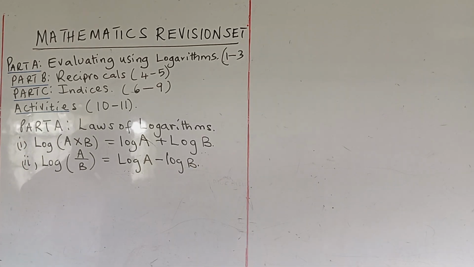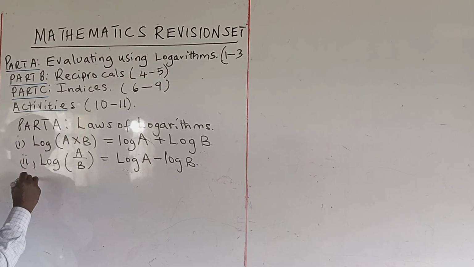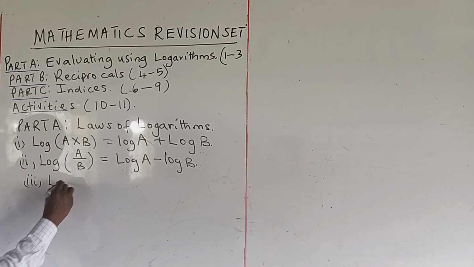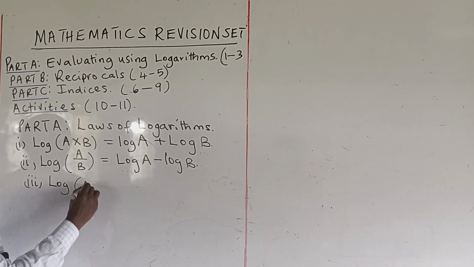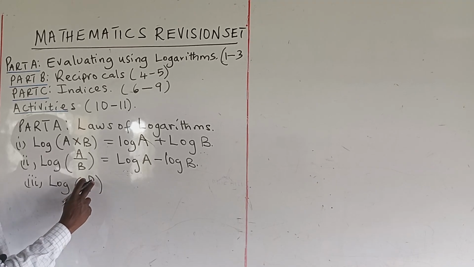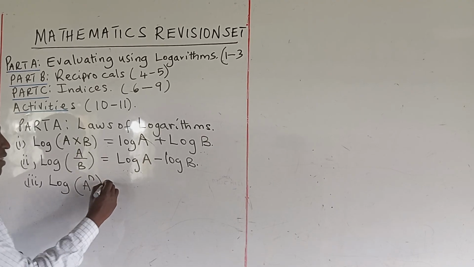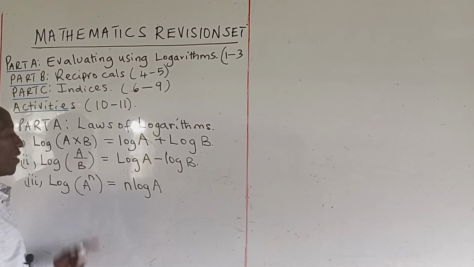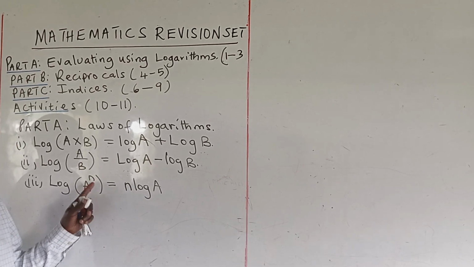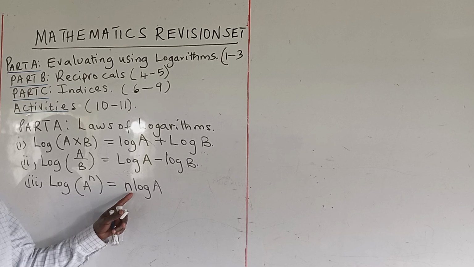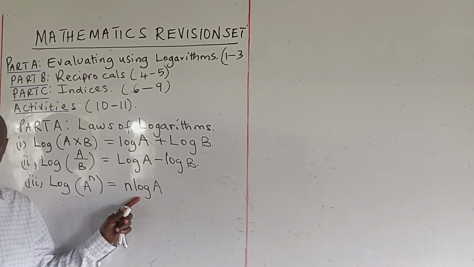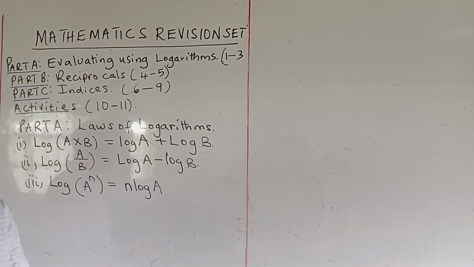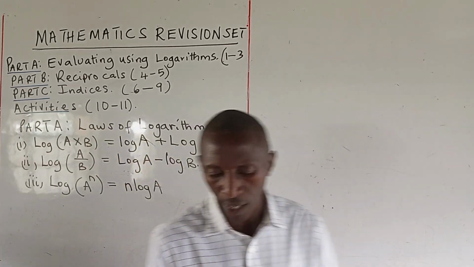We also have a third law, which is drawn from when a number is raised to power n, a given power, a given index, and that becomes n log A. The index or the power becomes a multiplier here. So this is going to be very useful as we work out the questions that we have. Let's move on to question number 1.